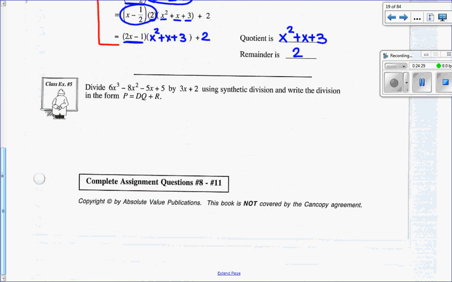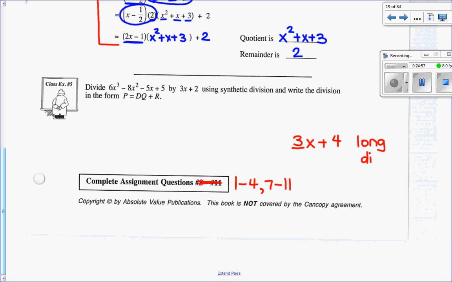So I would like you to try these questions for homework. We're going to make a little bit of a change to our assignment. I'd like you to do questions 1 to 4, and then questions 7 to 11. And if you come across any questions where you have some coefficient of x plus or minus something, for instance 3x plus 4, just use the method of long division to divide those ones. And just save the method of synthetic division for questions that are simple and straightforward, like x minus 2 types of dividers where there's no coefficient of x.